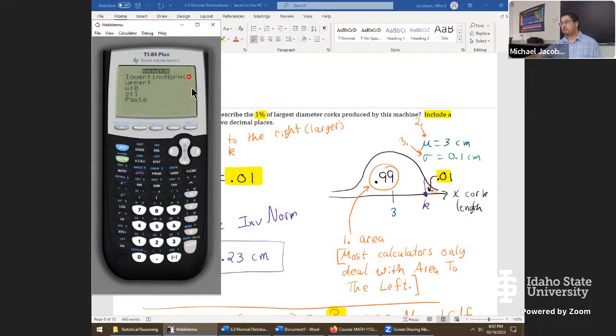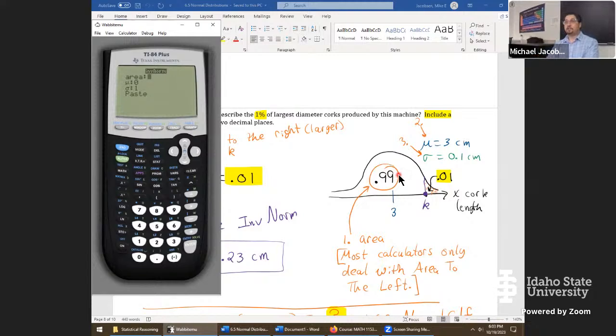Go to inverse norm. Oh, let me fix that. I forget, if you use inverse norm here, it tries to put it as the lower bound. Let's go second and mode to quit out of there and start over. Go second bars, inverse norm. And then this is the way we can tell it's the right function. It takes an area, and that's what we were supplied.